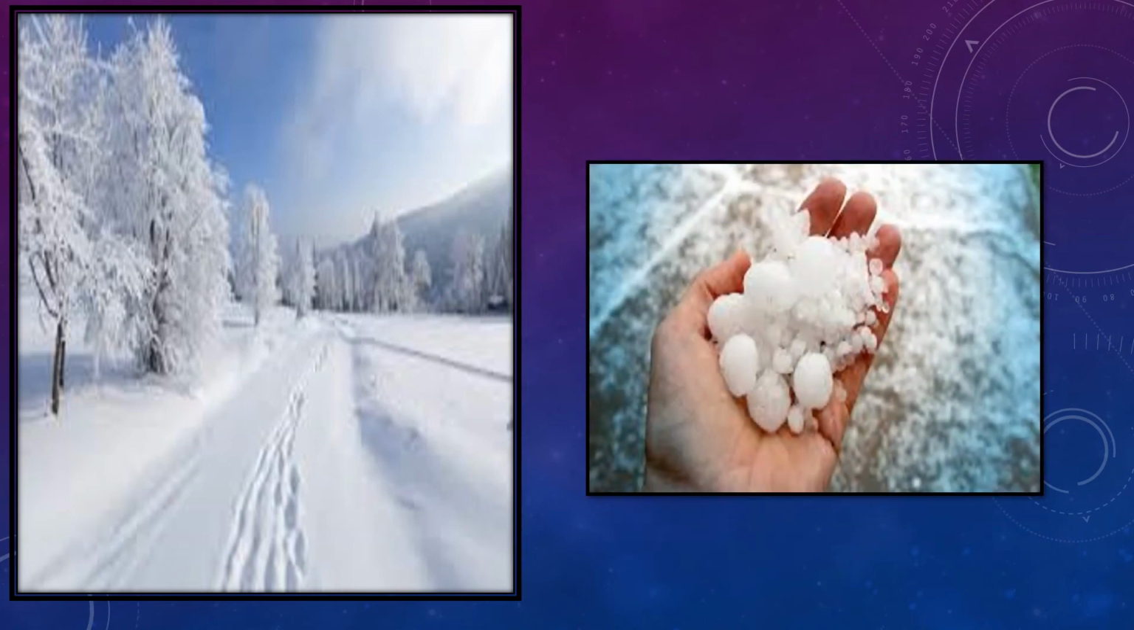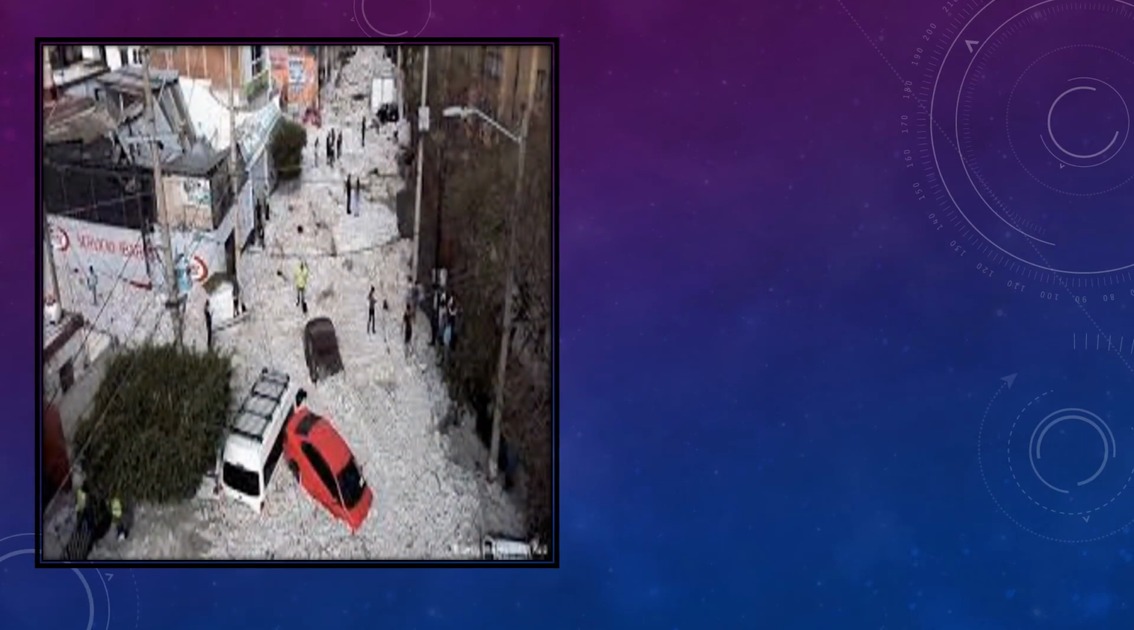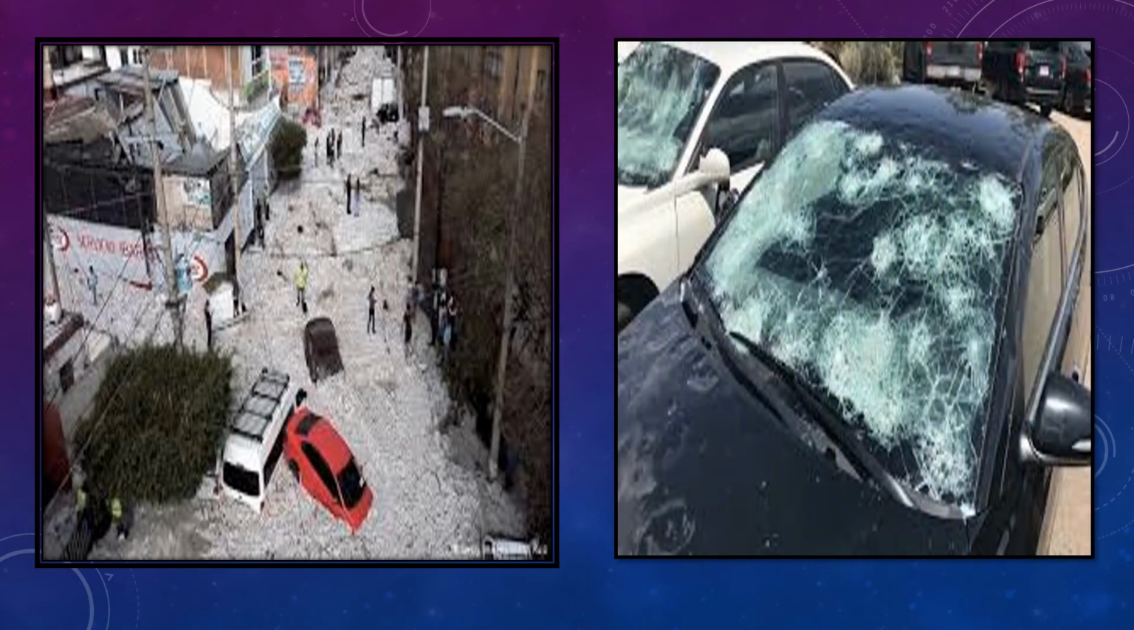And these are the hailstones. The hailstones are very dangerous. Children, you can see in the picture that hailstone has created lots of damage to the cars and people are helpless out there. You can see the picture of the car which is damaged due to hailstones.